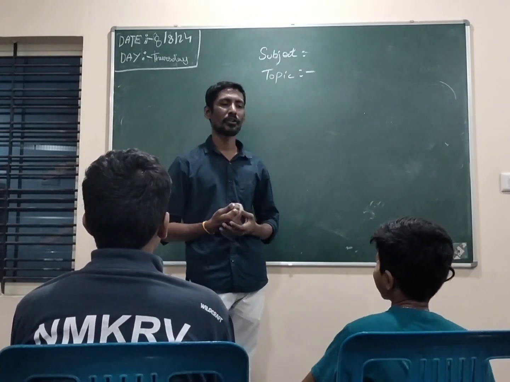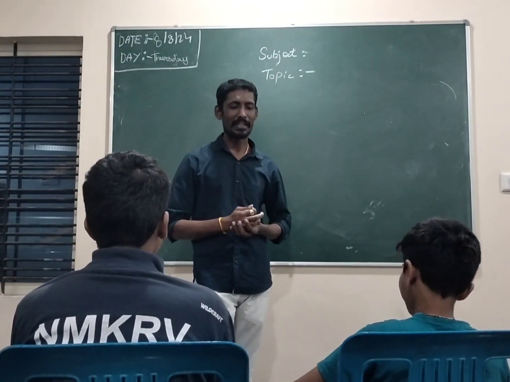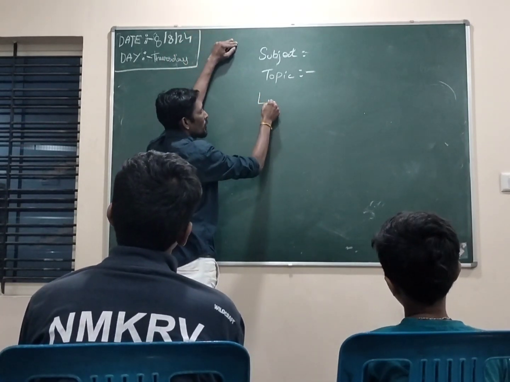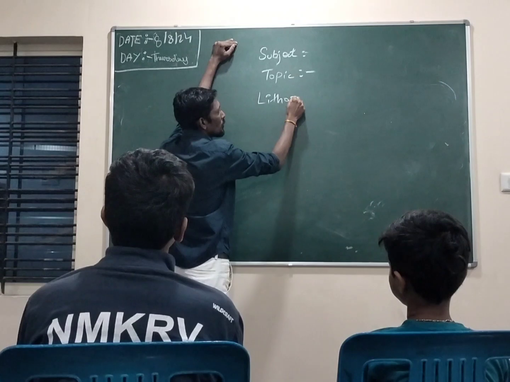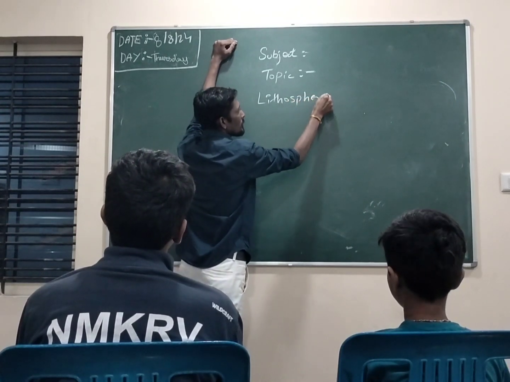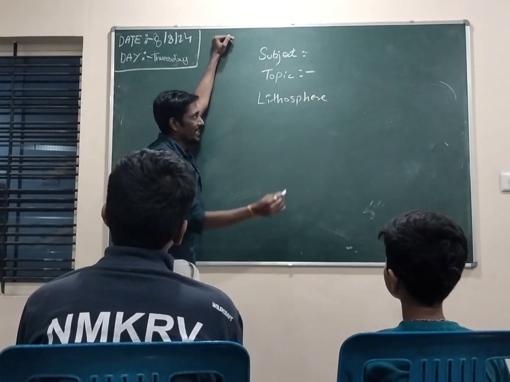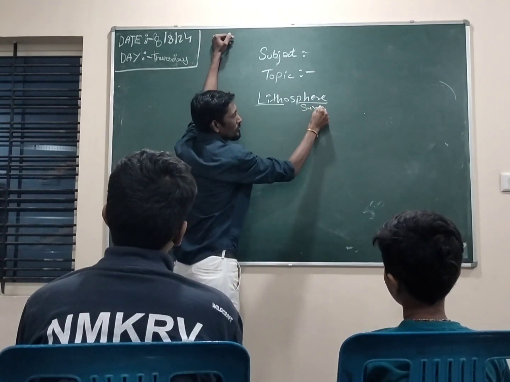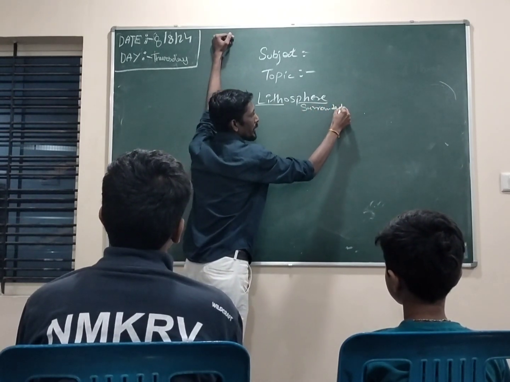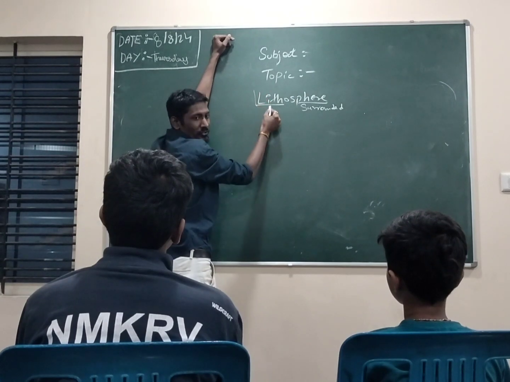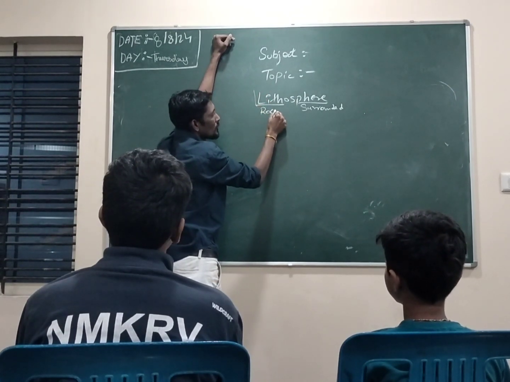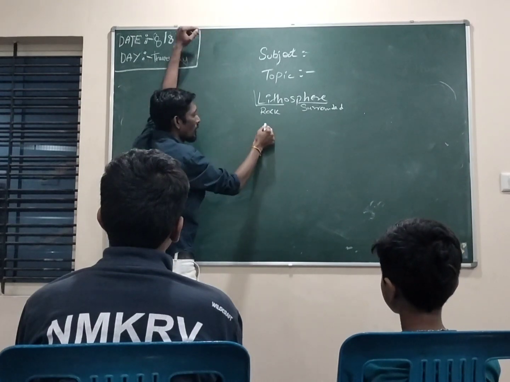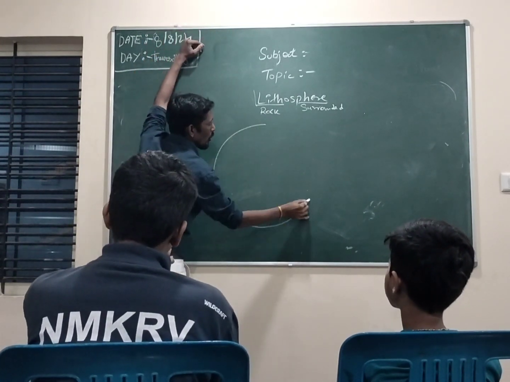Okay, today we are going to discuss the interior of the earth. Before that, I will discuss the topic called lithosphere. What is lithosphere? Litho and sphere. Sphere means surrounded. What do you mean by litho? Litho means rock. So lithosphere means the area surrounded by rock.